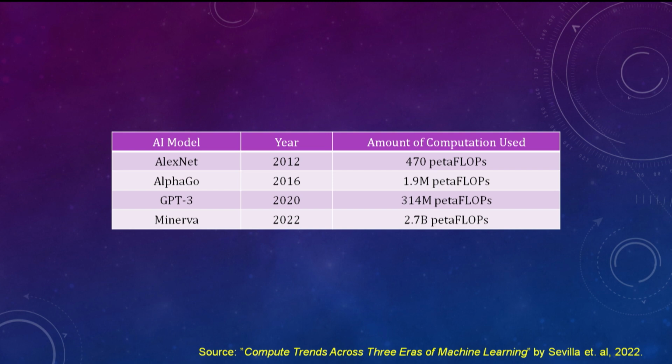Obviously, no single computer can give you that, but that means you have to run these things for days and months. In fact, many of these AI models, the GPT-3 AI model, the AlphaGo AI model, the Minerva AI model in 2022, used 2.7 billion petaflops of computing. So that gives you an idea that there is a never-ending thrust for more and more computing power for these AIs.